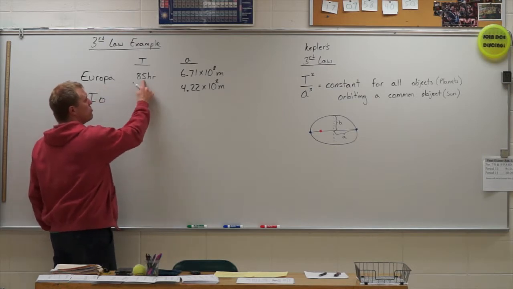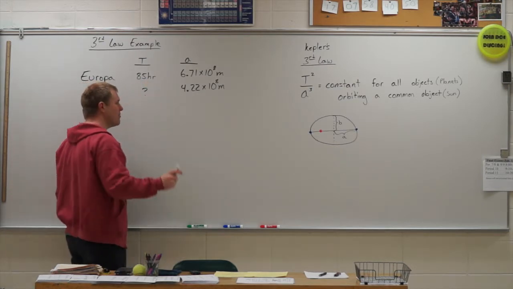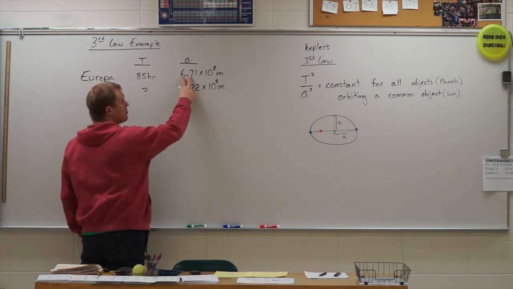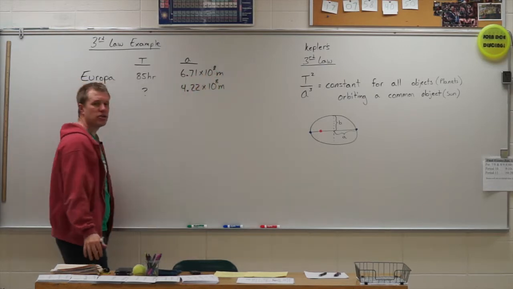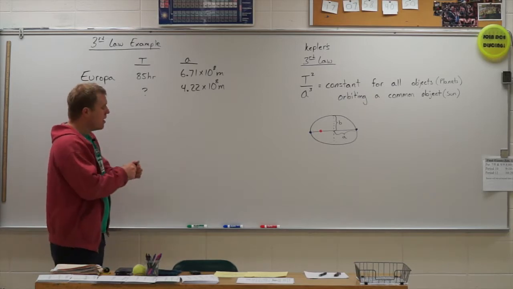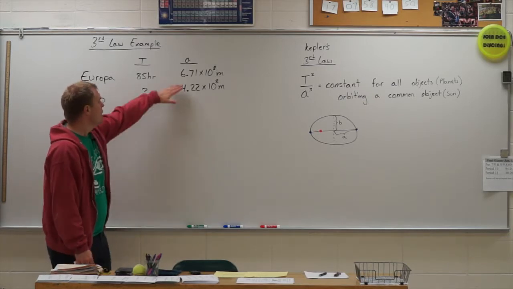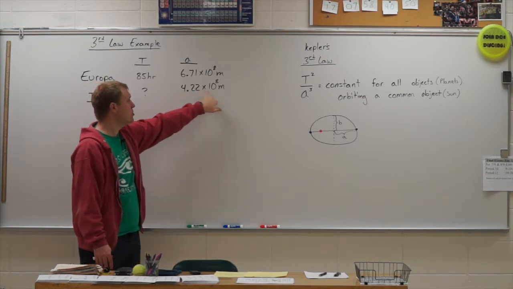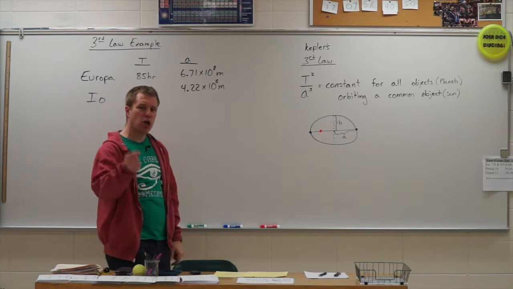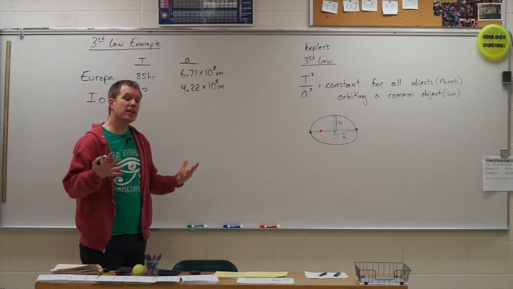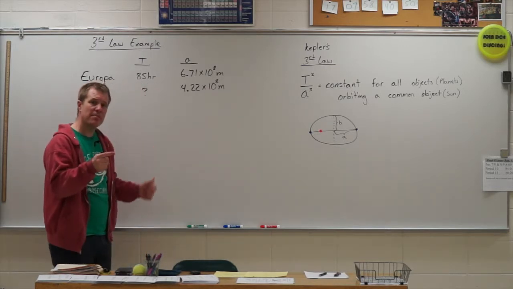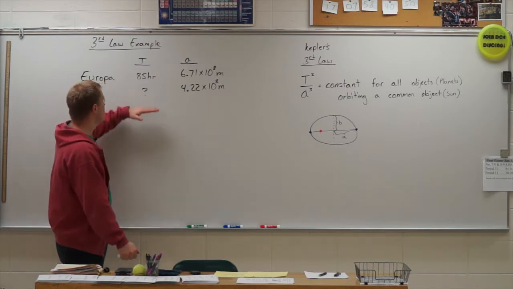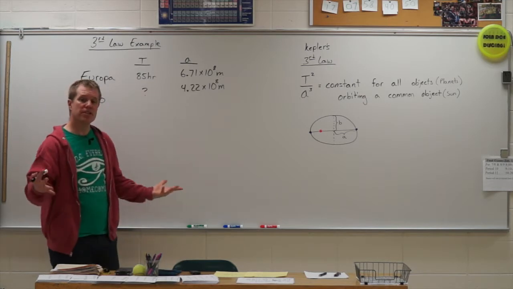I have Europa. I know Europa's period is 85 hours, so every 85 hours Europa circles Jupiter, and it's 6.71 times 10 to the 8th meters center to center between the two. On average. Io's closer. So Io's at 4.22 times 10 to the 8th meters, so it's a little bit closer to Jupiter. So we can conclude that, if it's closer, that means it's got to be moving faster to stay in orbit. And so we should see a smaller period. But let's figure out what it is.